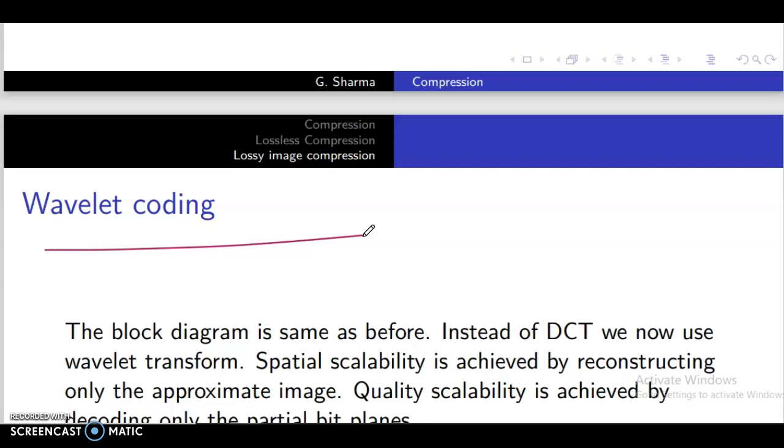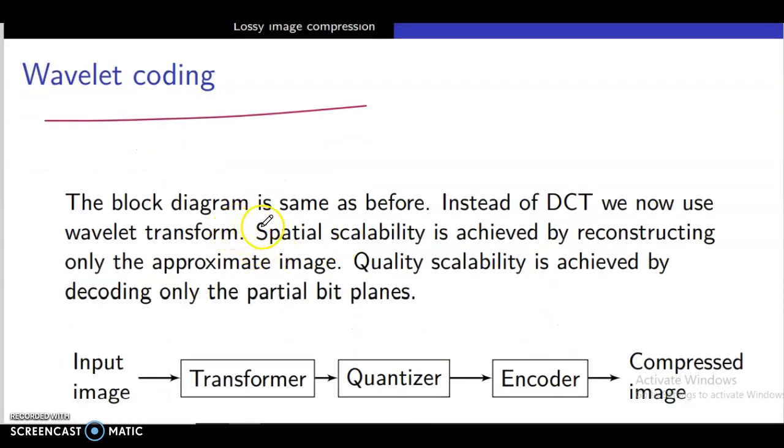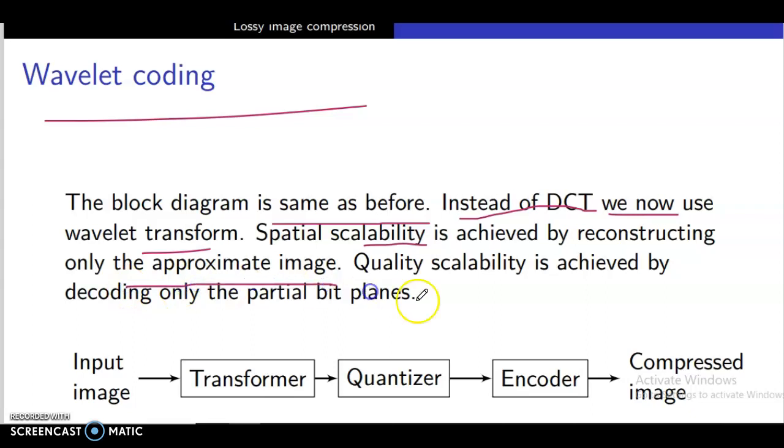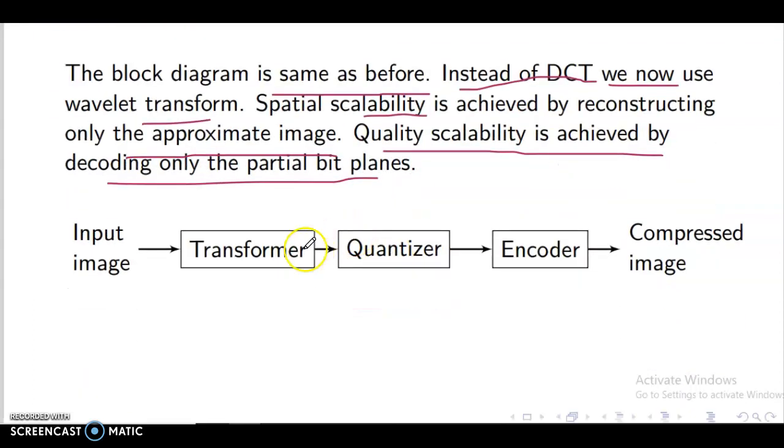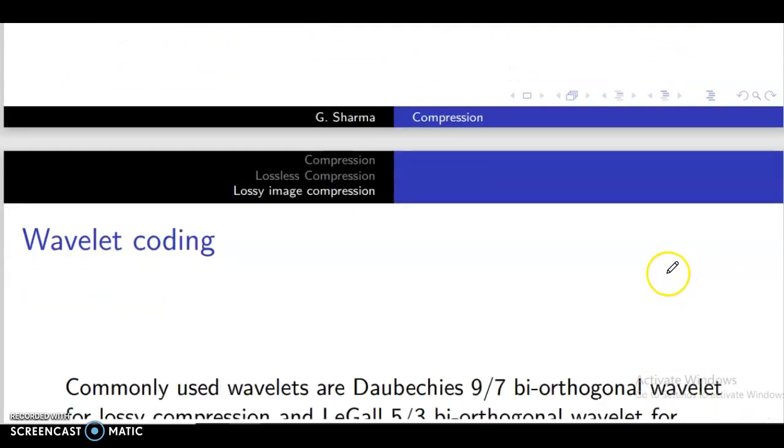Wavelet coding. The block diagram is the same as before. Instead of DCT, we now use wavelet transform. Spatial scalability is achieved by reconstructing only the approximate image. Quality scalability is achieved by decoding only partial bit planes. Input image goes to the transformer, the transformer output is given to the quantizer, the output is given to the encoder, and the output is the compressed image.